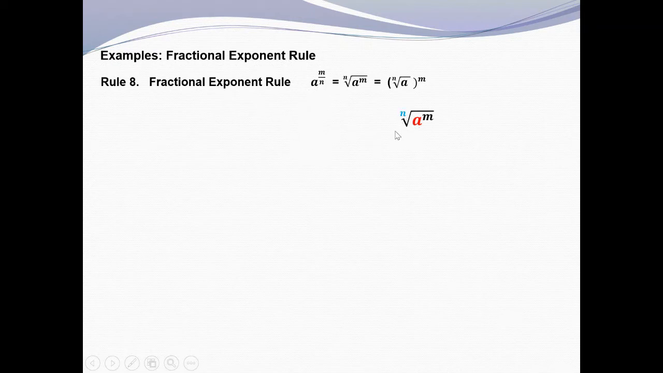The n is called my index, which will be my denominator right here on the exponent. A is called the radicand. It's also called the base. Here it's called the radicand, but in the exponential fraction it is called the base.